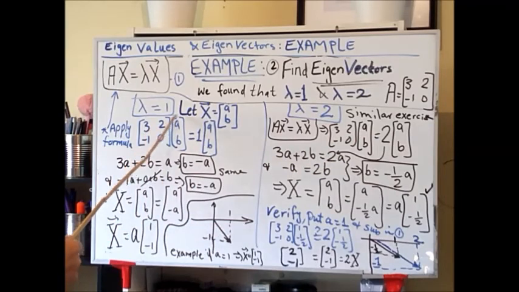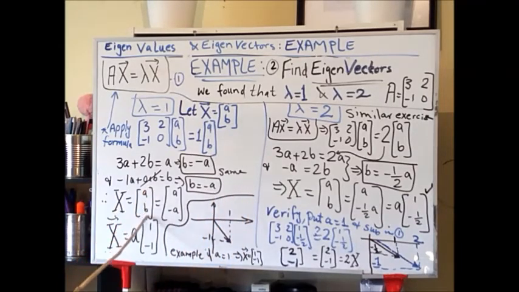Following simplification of matrices, this becomes 3a plus 2b equals 1 times a, and also minus 1 times a plus 0 times b, the second row, equals b. If we solve these two equations, either one, both give the same answer: b equals minus a. And this one, b equals minus a. We are after x, the eigenvector.